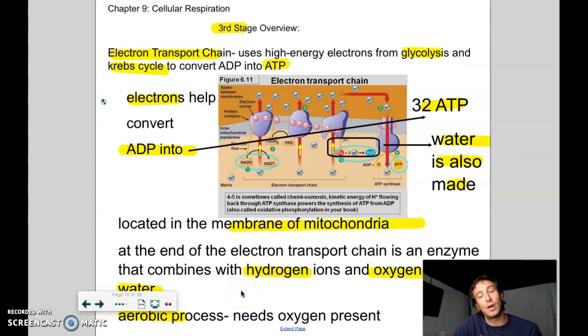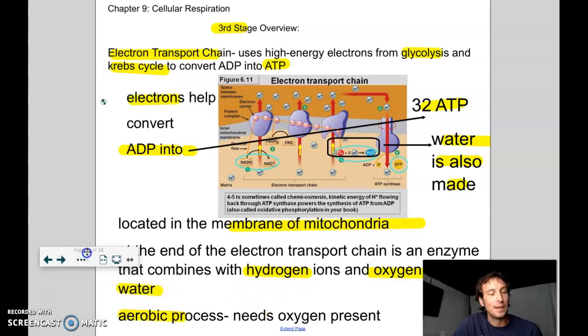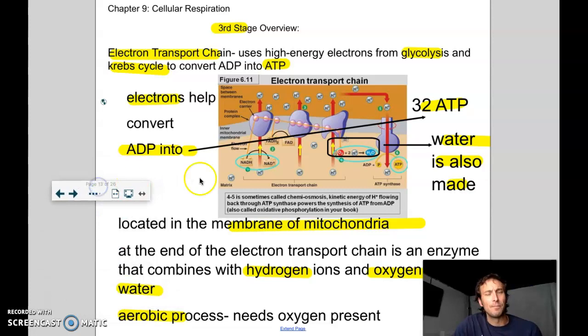And that is often referred to as the ETC, or the electron transport chain. And really what's going on here, pretty complex, but you're looking at a membrane here, this gray thing, right? And there's an inside of the membrane and an outside of the membrane. And the main thing that's happening here is the electrons are being used through a series of enzymes to convert ADP into ATP.